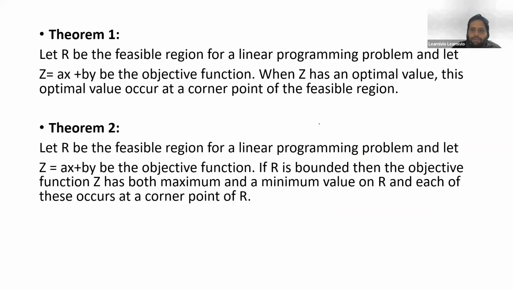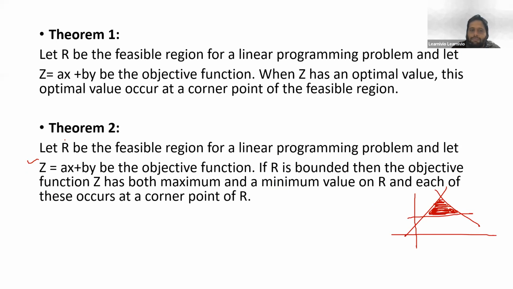Now, second theorem. Let again the same thing. Let R be the feasible region for a linear programming problem, and let Z be the objective function. If R is bounded, what is meant by bounded and unbounded? I will show you two cases. First is this. You have the constraints, you have drawn this graph, and this is your feasible region. So this is bounded. You can see the feasible region is bounded. This is a case of a bounded one.